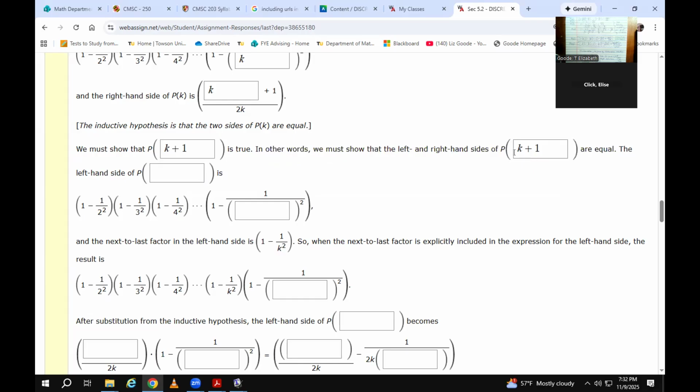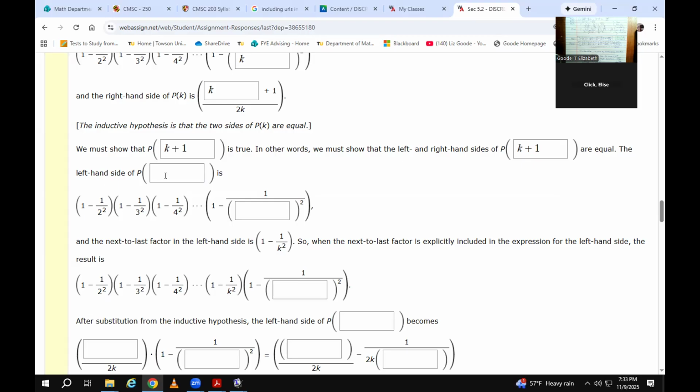So if that's really our work, and it is, it makes sense that we would start with one of the sides of P of k plus 1 and try to turn it into the other side. Remember how we did that in class? We start with the left-hand side and we work on it until it turns into the right-hand side. So that's what they're doing here.